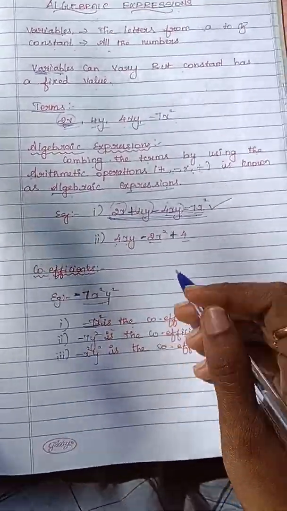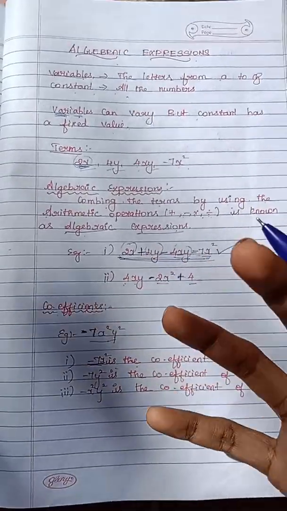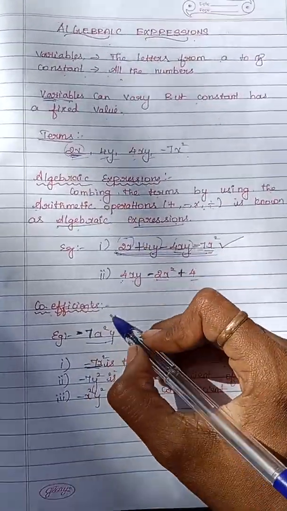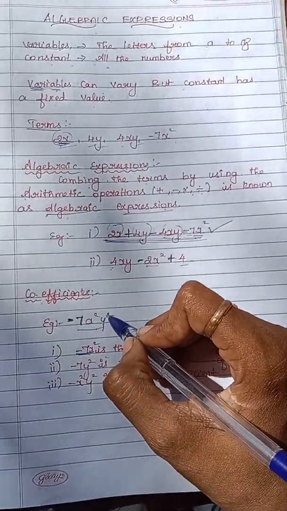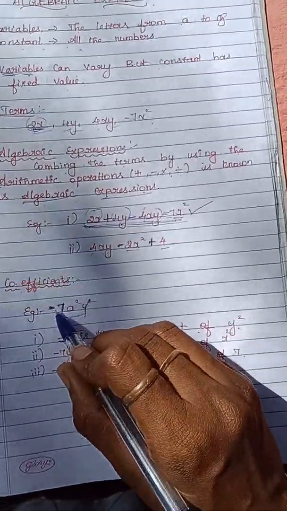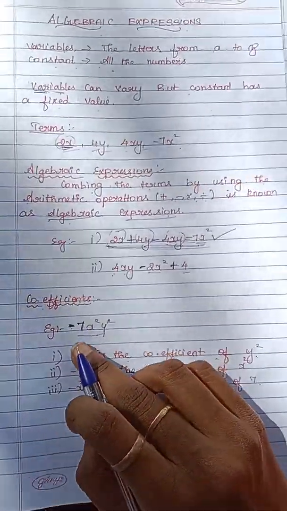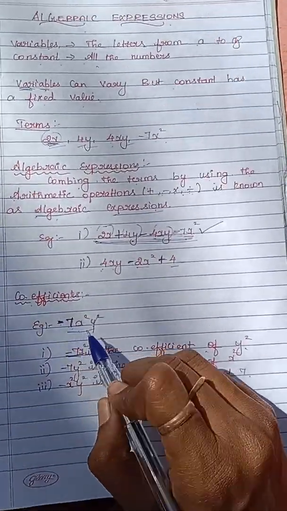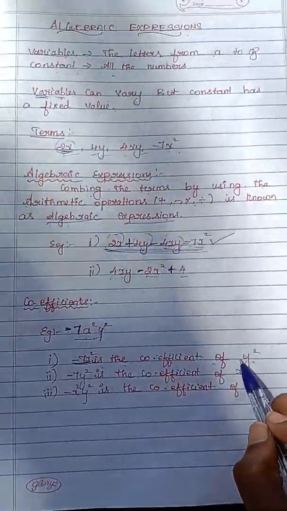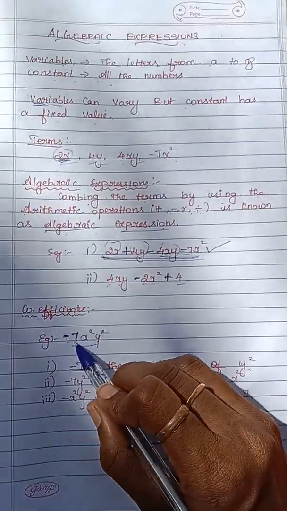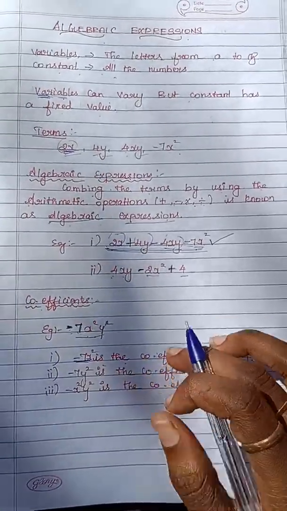Next, the coefficient. A coefficient is the number or factor that goes with a term. For example, the coefficient of y square is minus 7x square. We should not omit the sign; we have to include that sign also. So minus 7x square is the coefficient of y square. And the coefficient of x square is minus 7y square. Like this we have to write.